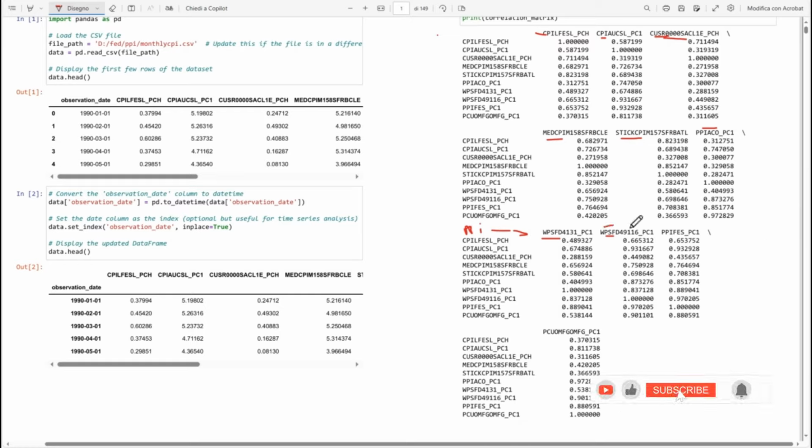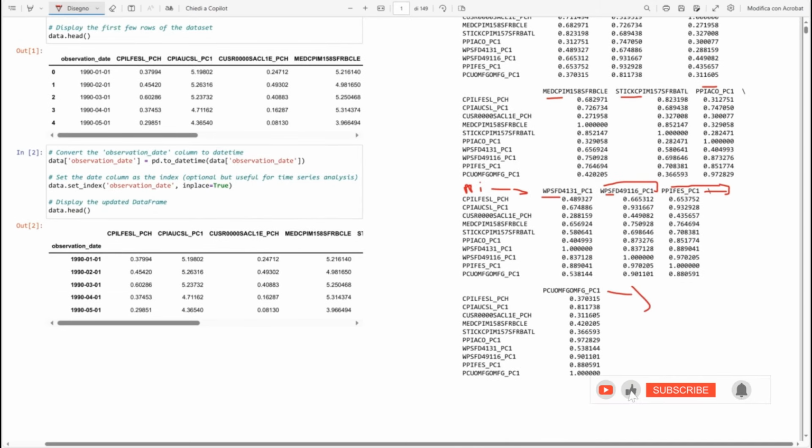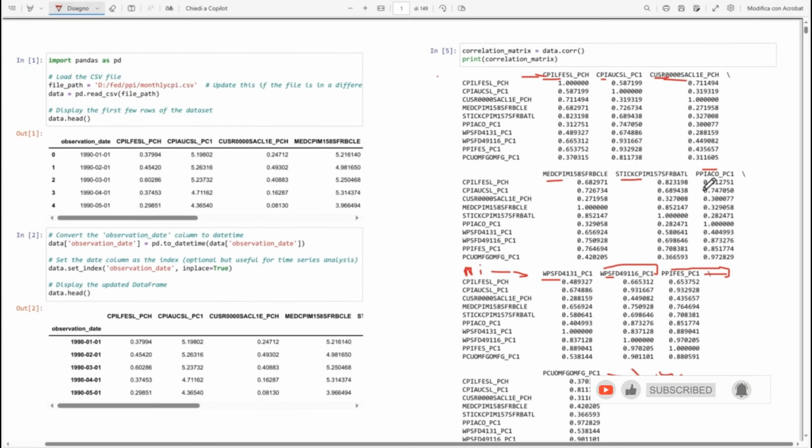Okay, so this historical data is producer price index, excluding energy, food, and trade services. This is core producer price index, core PPI, which is very similar to core CPI. And this one, last but not least, is the producer price index for manufacturing. It's not seasonally adjusted.